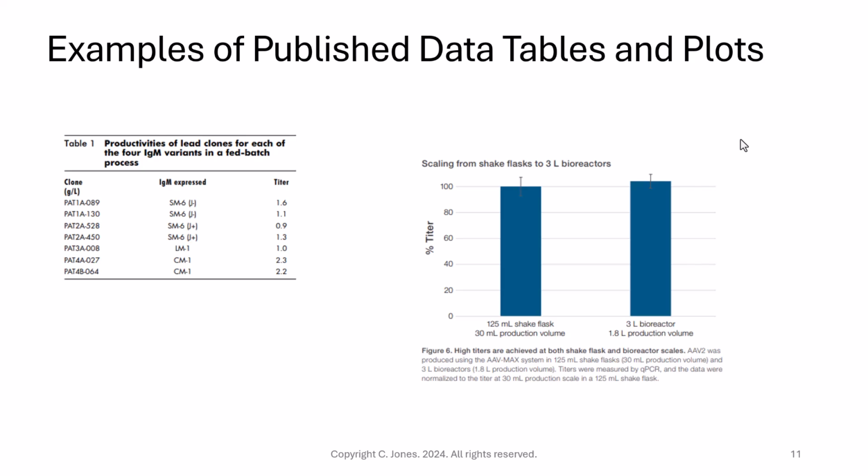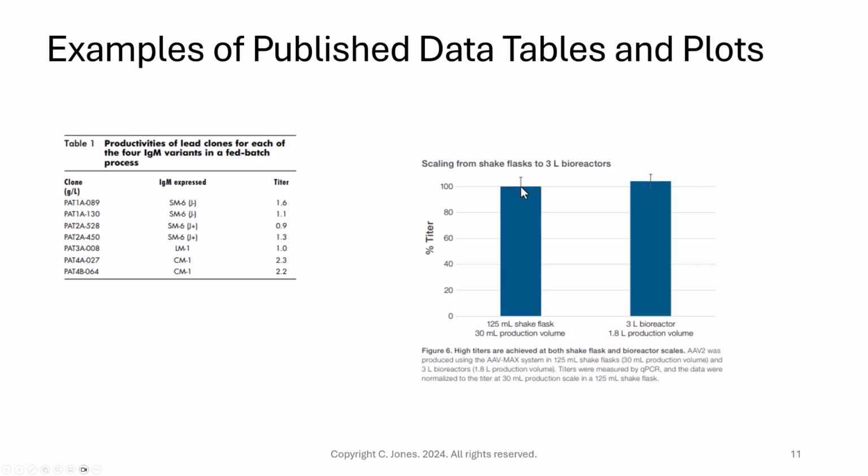And then finally, we're looking at the production of a protein, in this case actually a virus, AAV. And we're comparing a 125 ml shake flask to a 3-liter bioreactor. And here it's saying how we measured the titers by qPCR. The data were normalized to the titer at 30 mils for the production scale. And you can see the error bars.